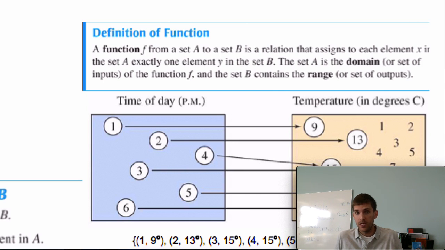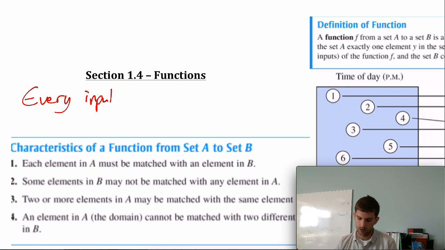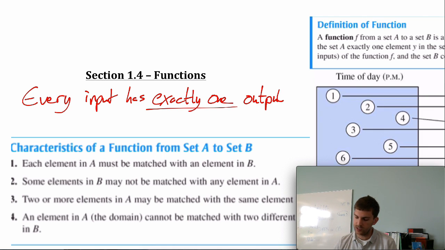The set A is the domain, or the set of inputs, of the function f, and the set B contains the range, or the set of outputs. The way I typically define a function, and this is just going to shorten that a little bit, I'm going to say every input has exactly one output. And I'm going to underline exactly one. The reason I'm underlining exactly one is because sometimes you'll see situations where an input, an x value, has more than one output. It has at least one, but we're looking for exactly one, no more than that.